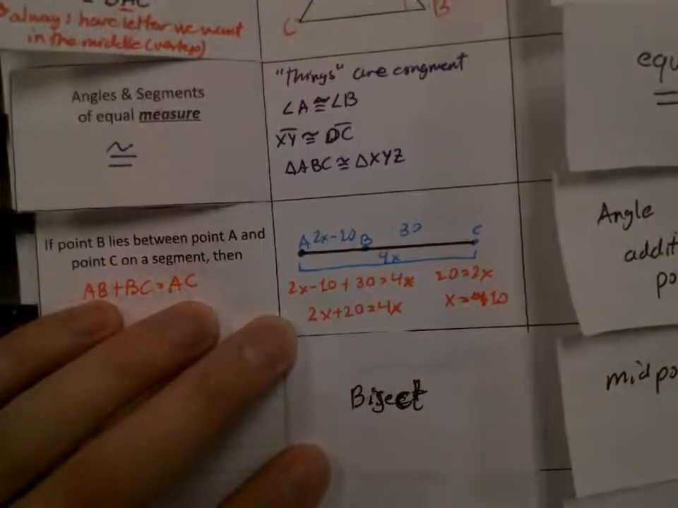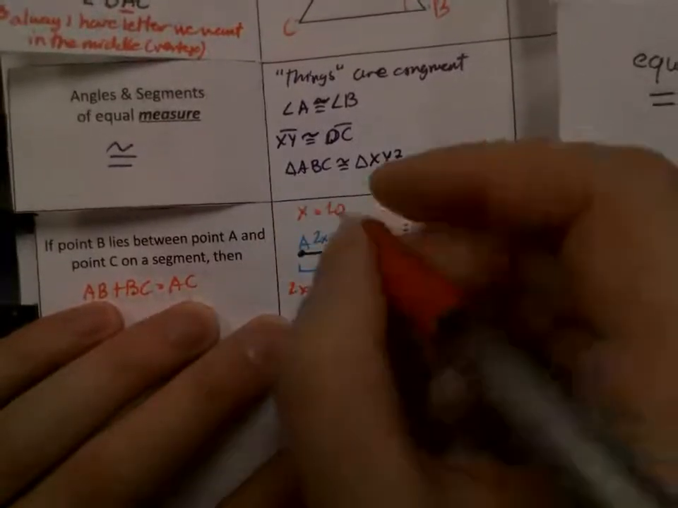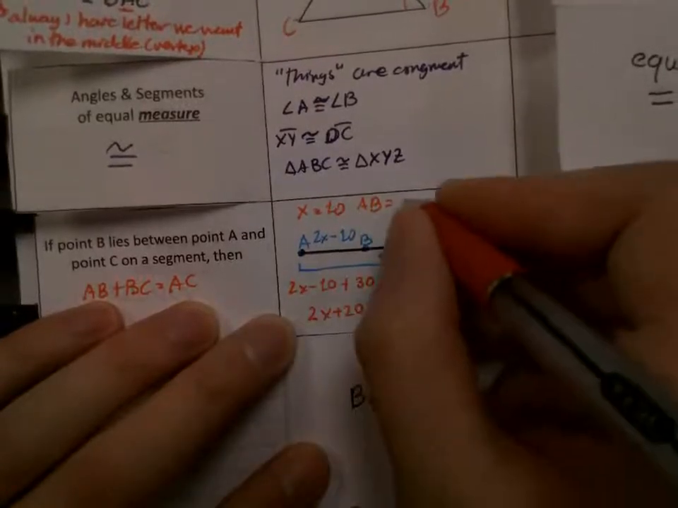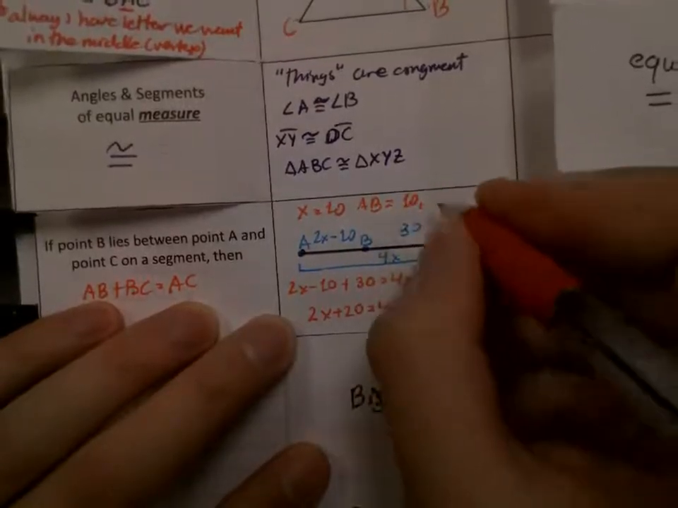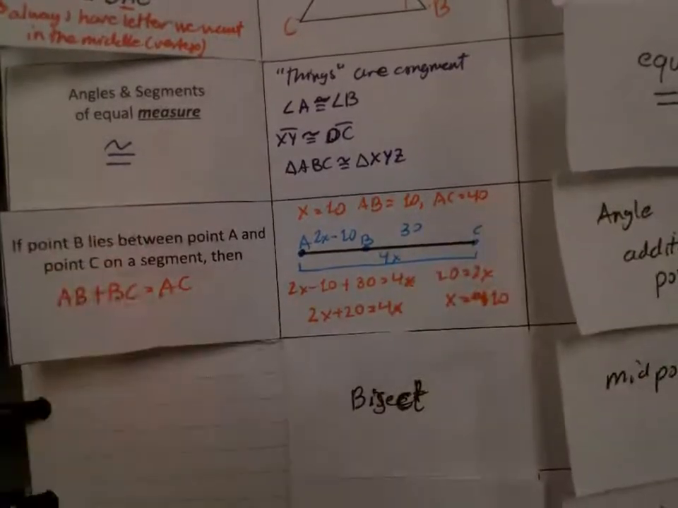So 4x would be 40. And now we have everything we need to figure the rest out. We know that x equals 10, we know that AB equals 10, and AC equals 40. And there's our answers.